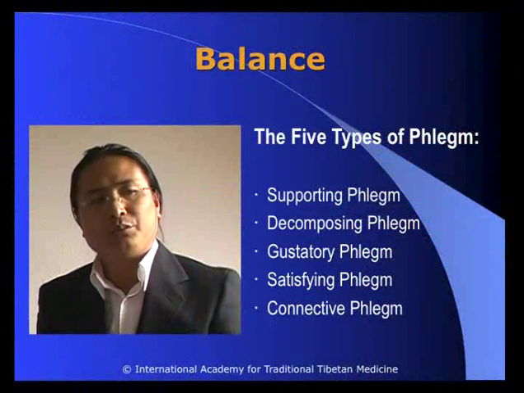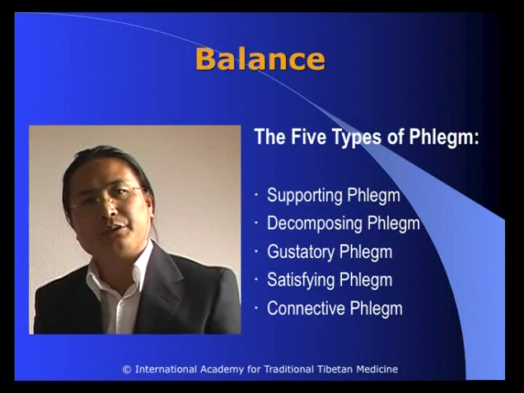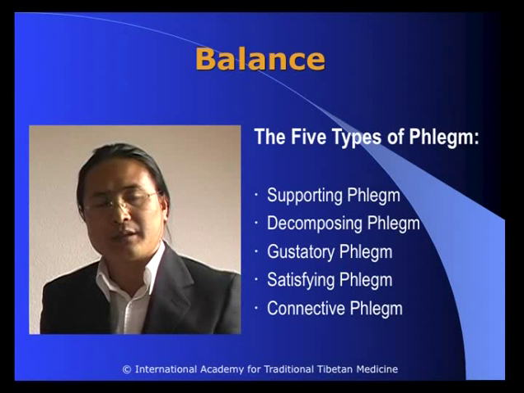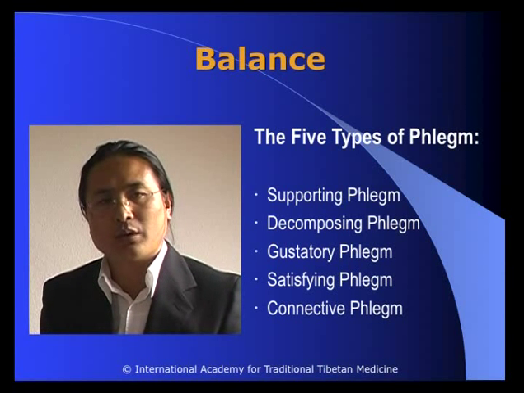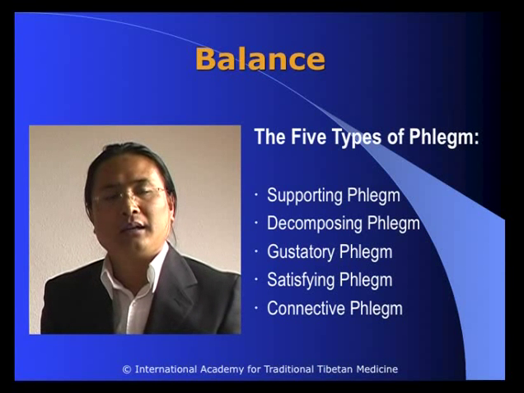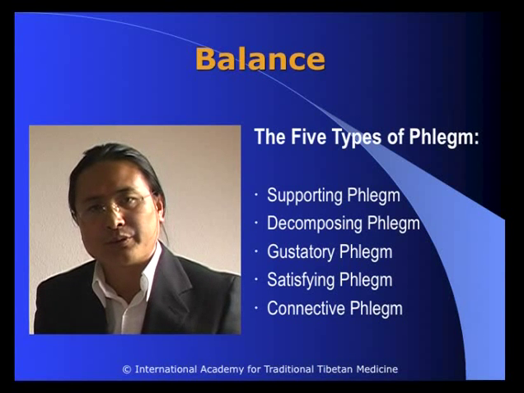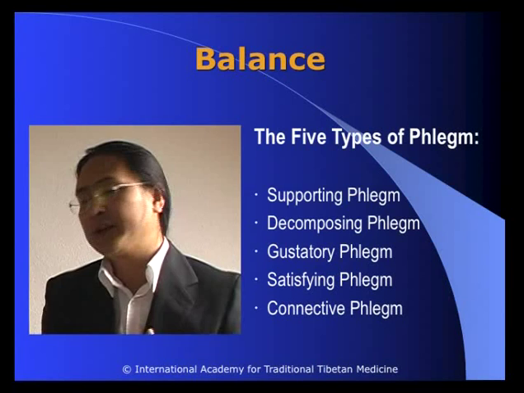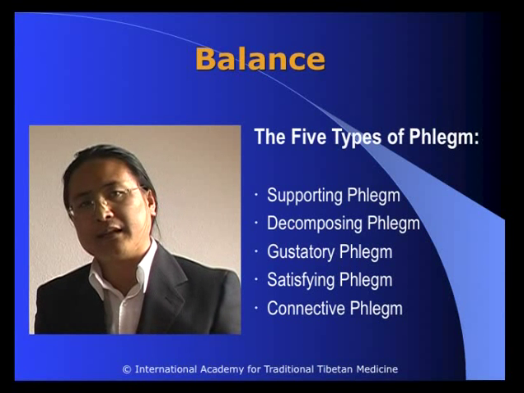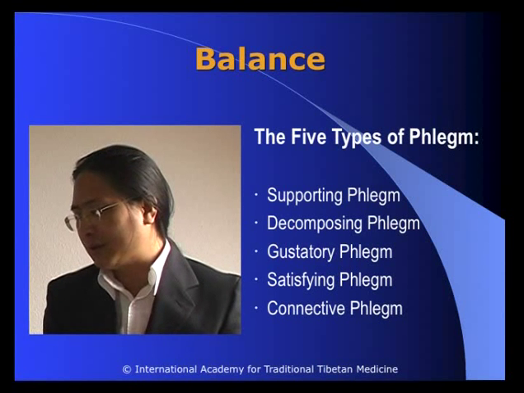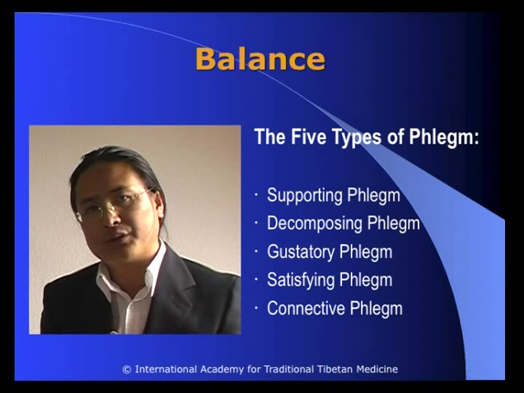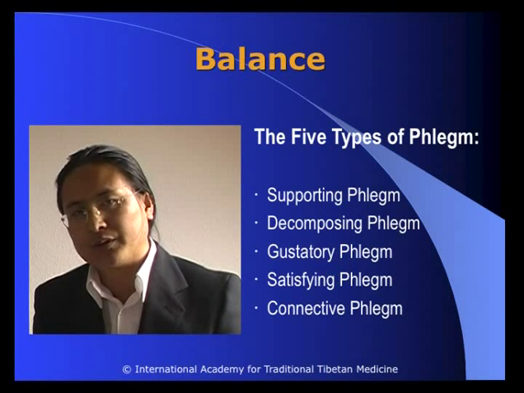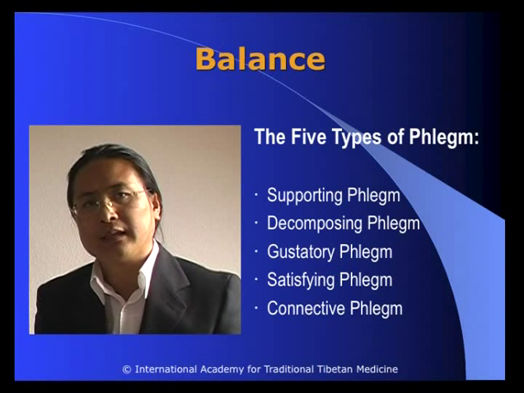The third humor is the phlegm. In Tibetan it's called the pa ken. That means a combination of earth and water. And the main one is called the supporting phlegm. So this phlegm energy mainly refers to our body fluids like blood fluids or lymph fluid and so on.